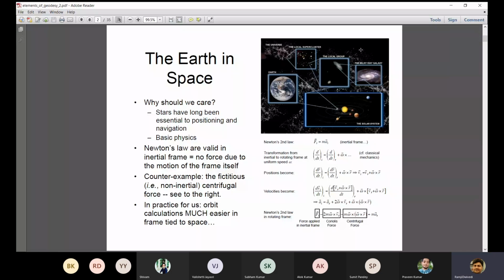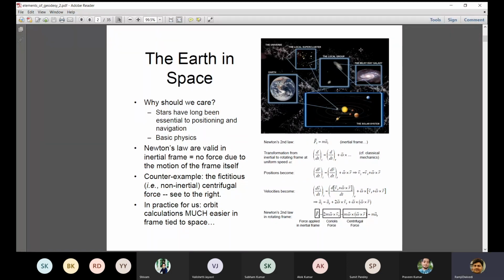It is not just a few years of history, it's very long. People have used the stars for positioning as if the stars are static, and day by day they were looking at the same star once again. So they thought, why not use those stars to measure our positions? So stars have long been essential to positioning and navigation, and the basic physics involved.